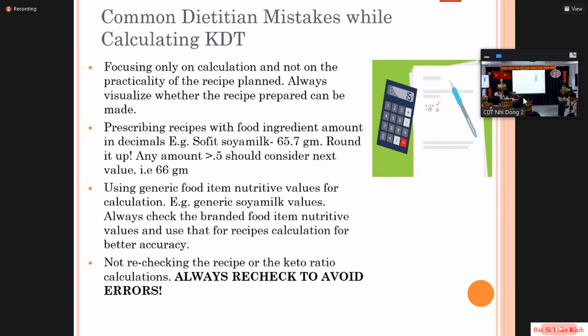So at our center, we do not use the generic items. We always check the branded food items. So I just mentioned SOFIT. So that's a branded food item. And we use the nutritive values when you do the calculation of the recipes. And last is not rechecking the recipe or the keto ratio calculation. So always recheck to avoid any errors.